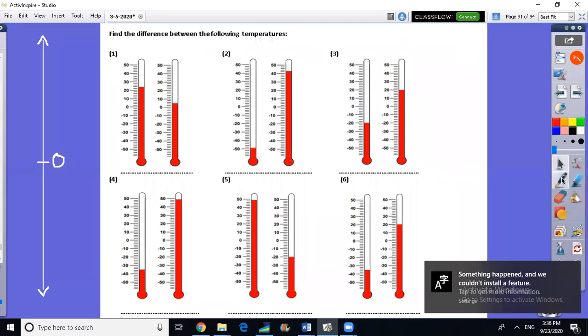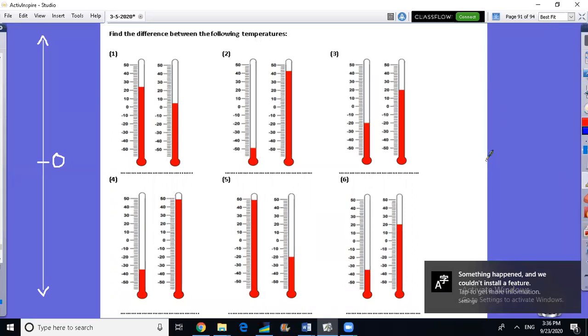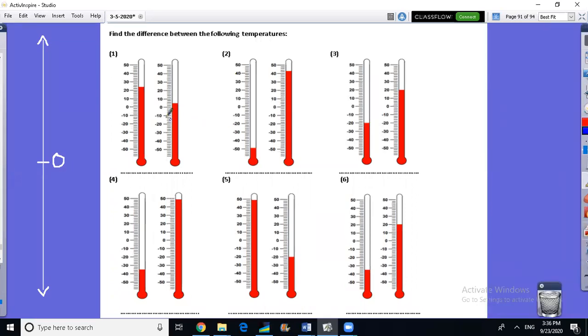These numbers are taken from your homework, and I'm going to change the numbers a little bit. For example, in question number 1, they are asking you to find the difference between the following temperatures. To be able to do this, we first need to learn how to read the temperature. So in the first thermometer, what is the temperature that it is showing?